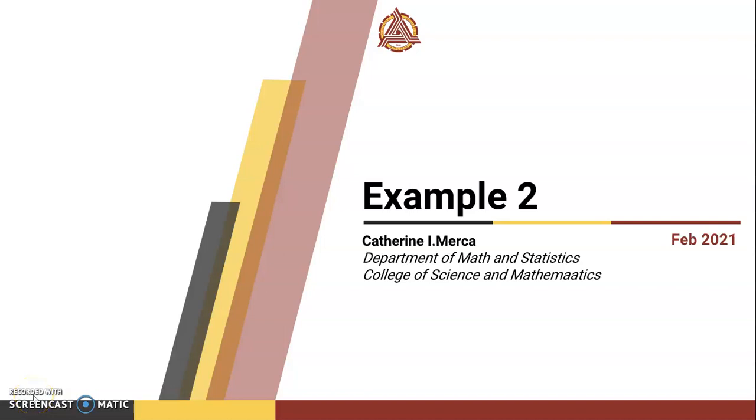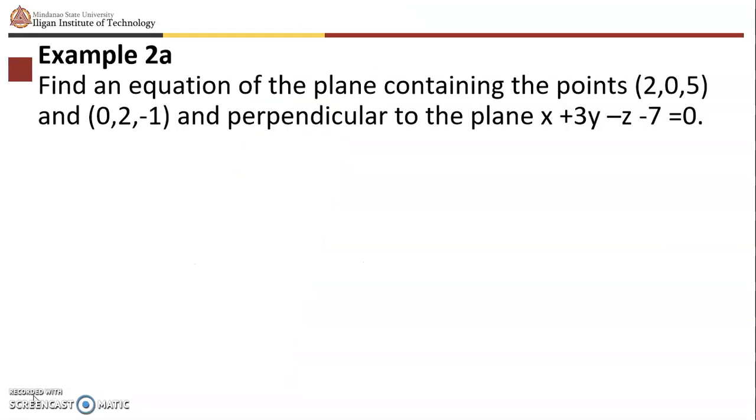This time we're going to solve example 2, which is on equation of planes. The first example here, example 2a, is to find an equation of the plane which is supposed to be containing the points (2, 0, 5) and (0, 2, -1) and perpendicular to the plane x + 3y - z - 7 = 0.